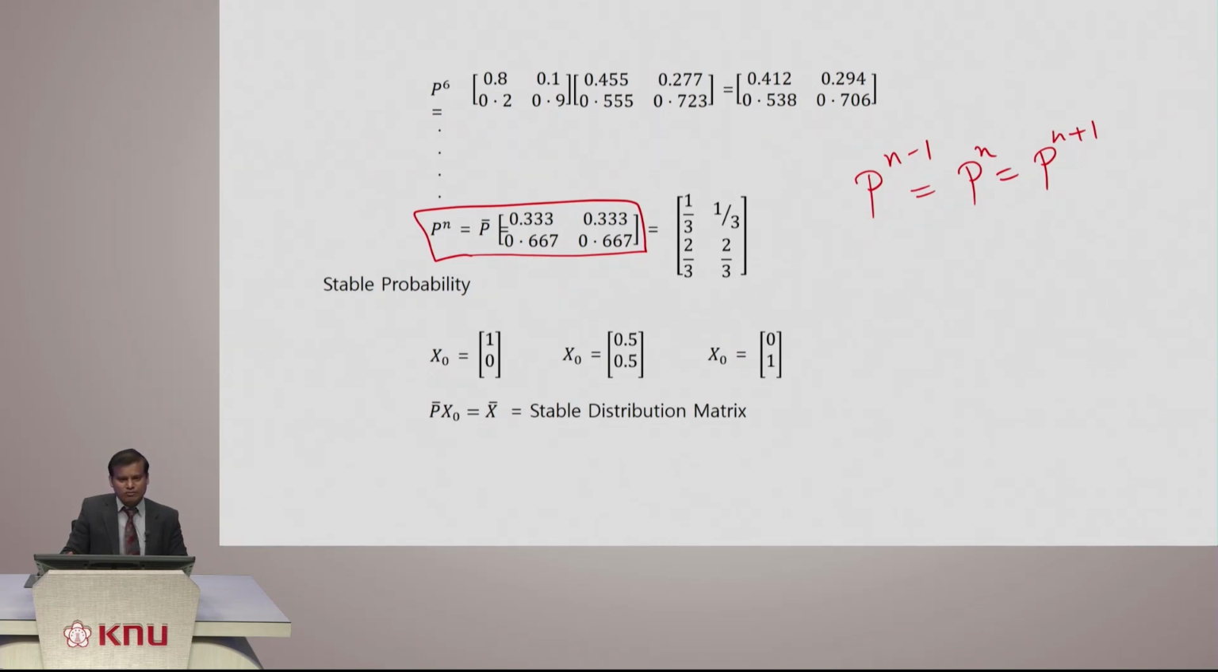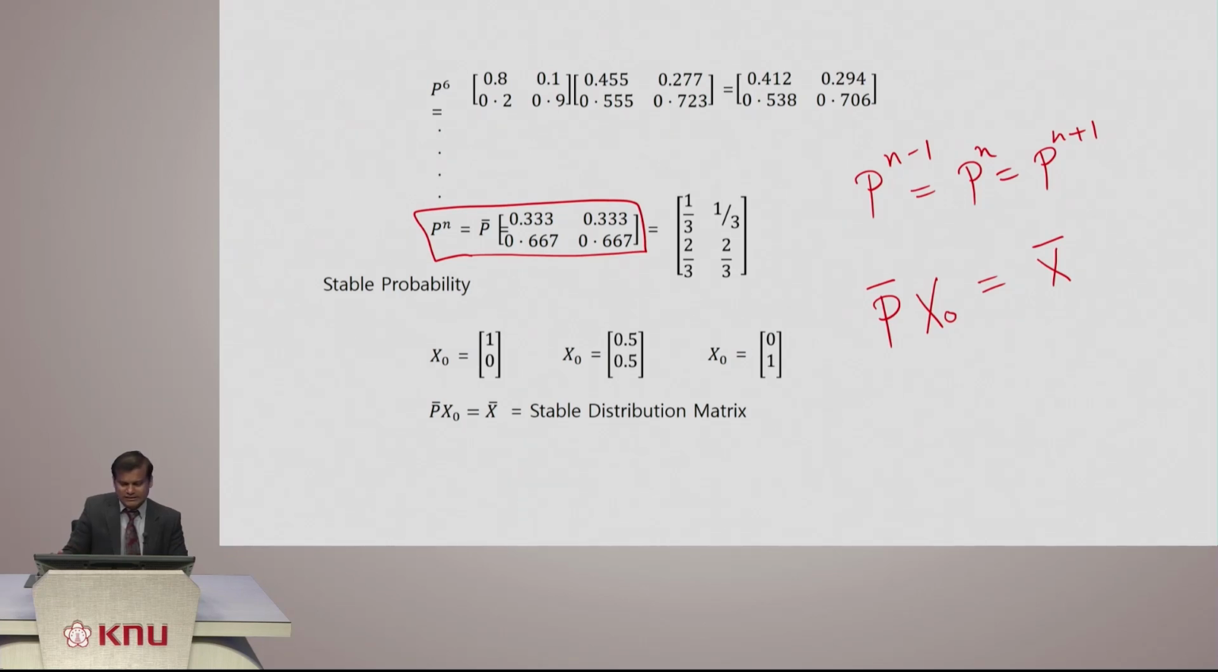With this stable probability matrix, we can actually have a stable distribution matrix. So what is that? When you have this stable probability matrix, that is P bar, and you multiply it with your initial condition, that is x0, you will always arrive at the stable distribution matrix X bar. In the past we did it in a different way, but now you can also do it in this way.